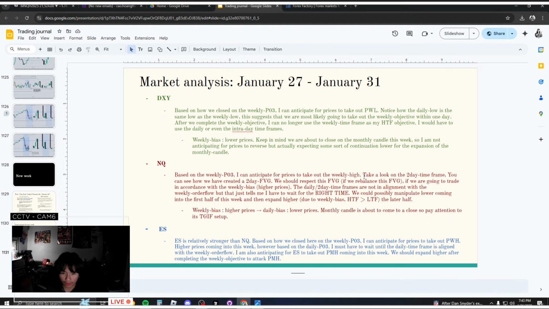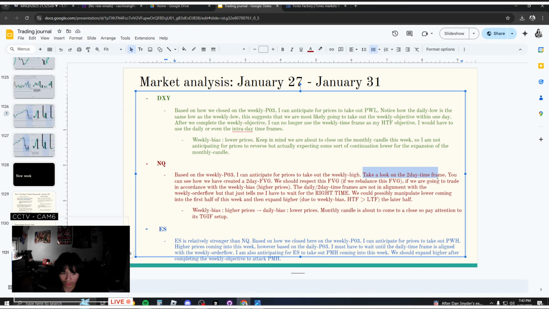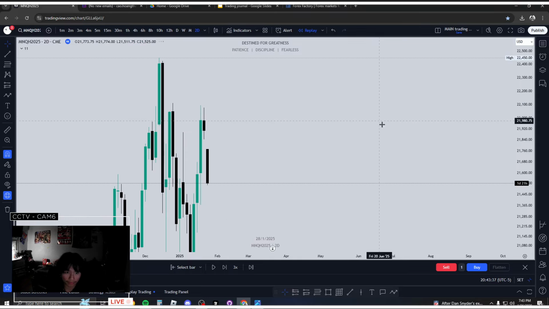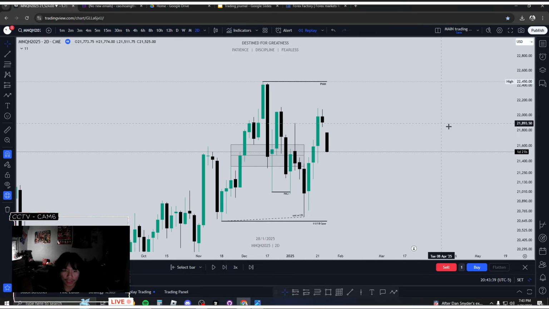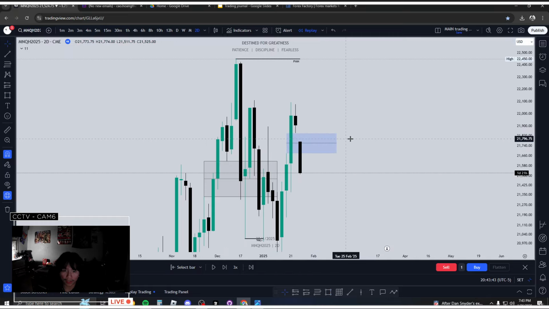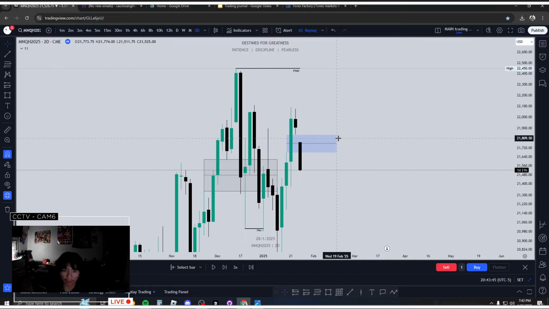So I told myself, take a look at the 2-day time frame. You can see how we have created a 2-day fair value gap. So let's take a look at the 2-day time frame. So we did create that 2-day fair value gap, showcased by that blue box.